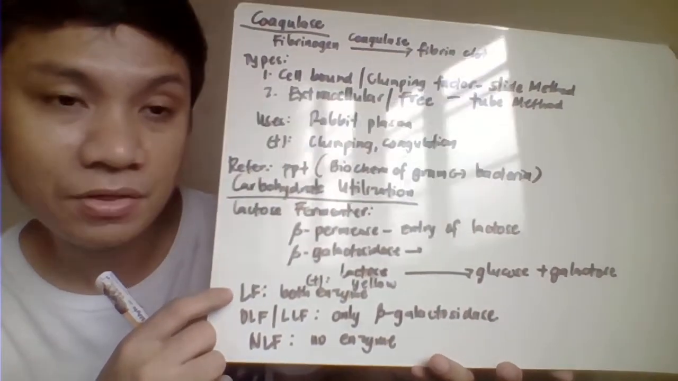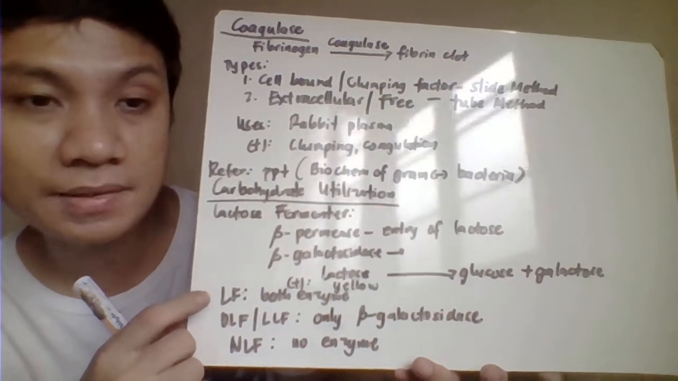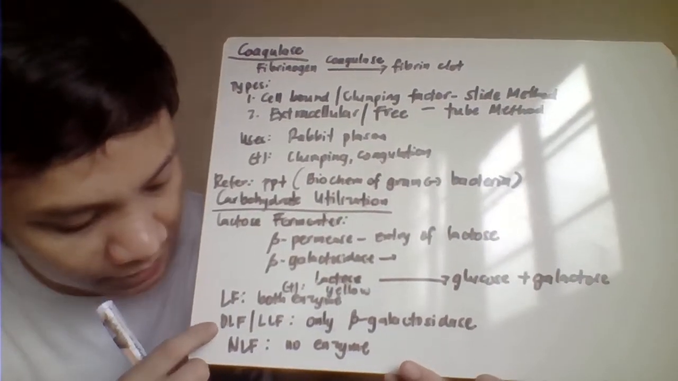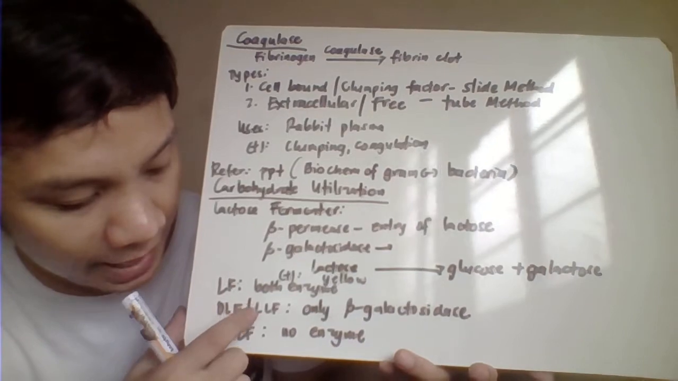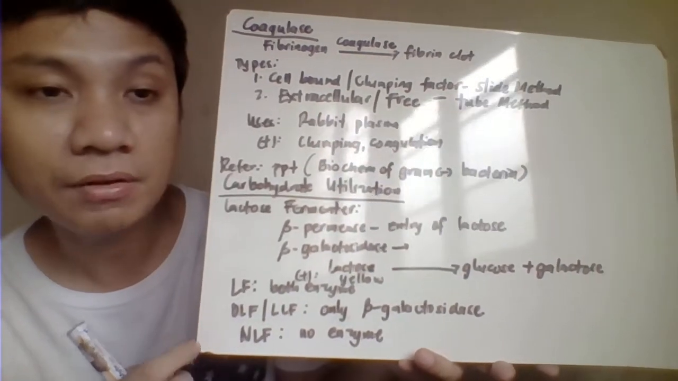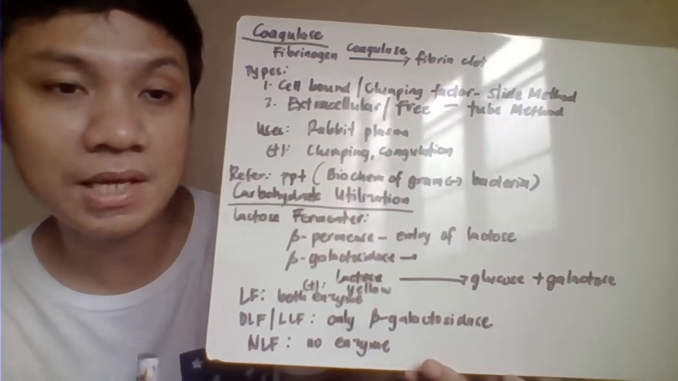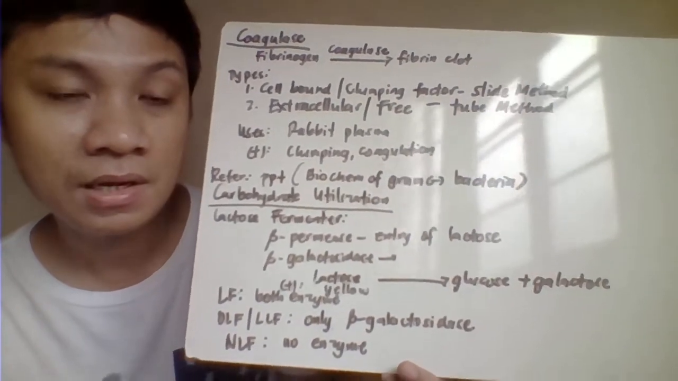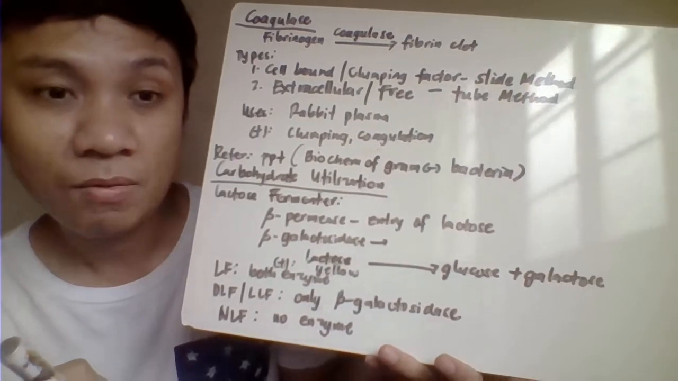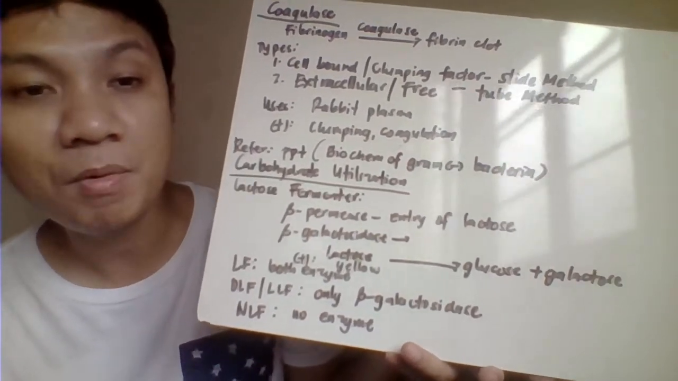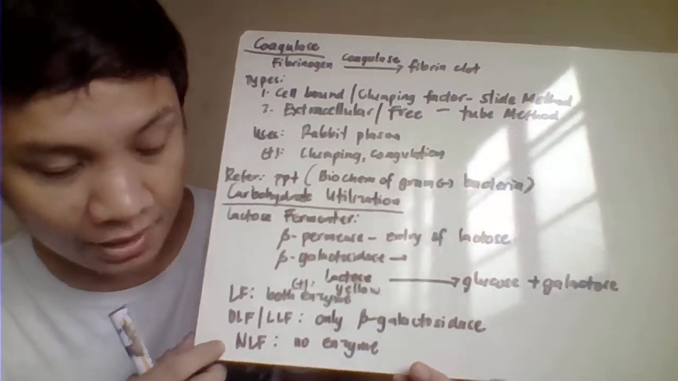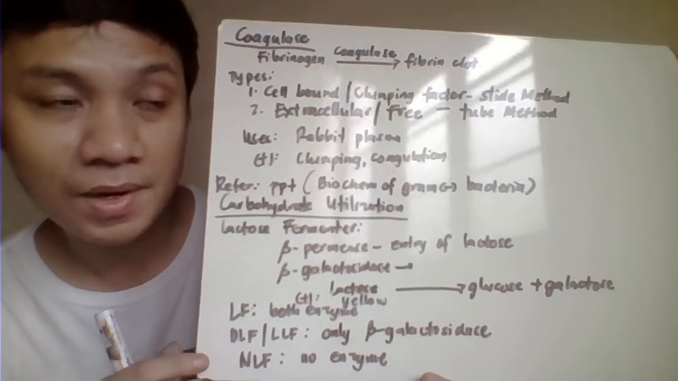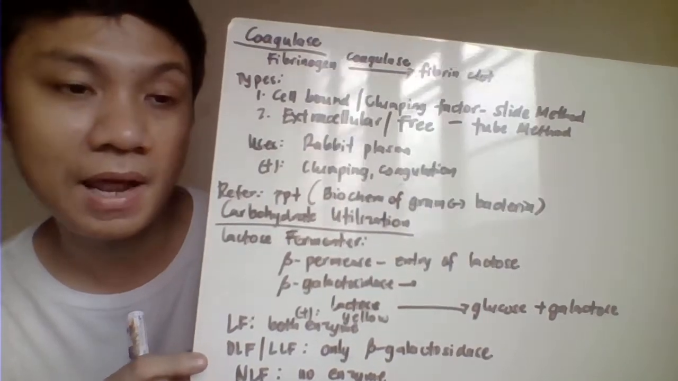Okay, lactose fermenter contains here two enzymes. So meron siyang beta permase and beta galactosidase. Your delayed lactose fermenter or late lactose fermenter only contains the enzyme beta galactosidase. Wala siyang permase. Kaya medyo nahirapan magkaroon ng reaction kasi wala siyang permase, so nahirapan pumasok ang lactose sa cell natin. In the case of your non-lactose fermenter, wala talaga siyang enzyme. Wala siyang beta permase, wala rin siyang beta galactosidase.